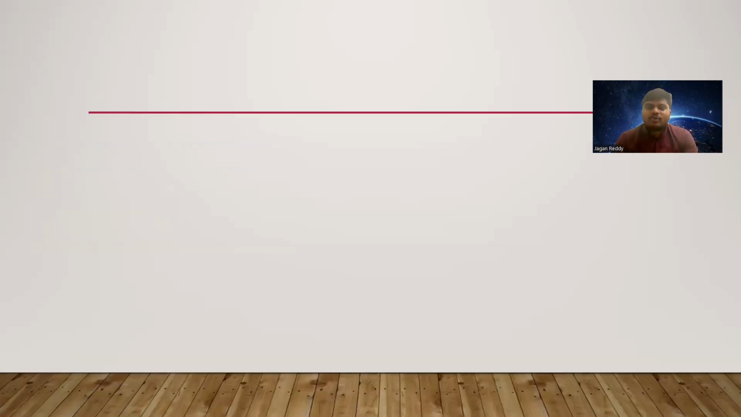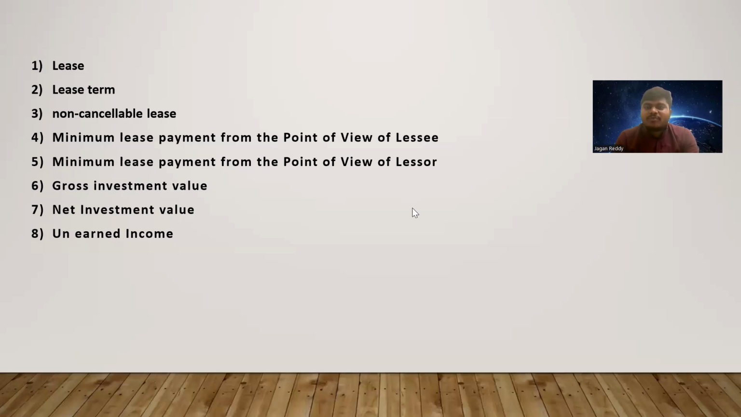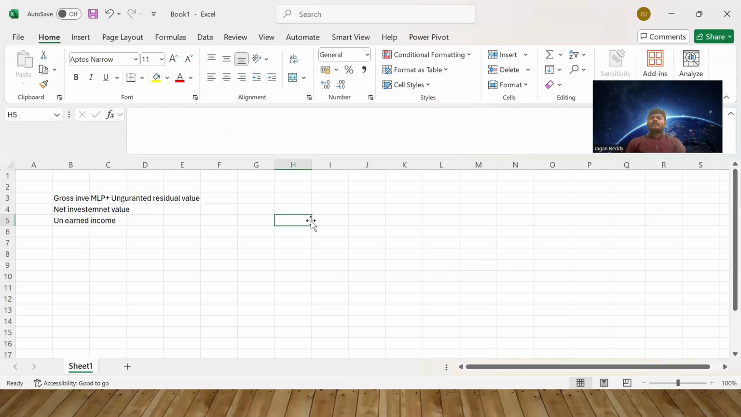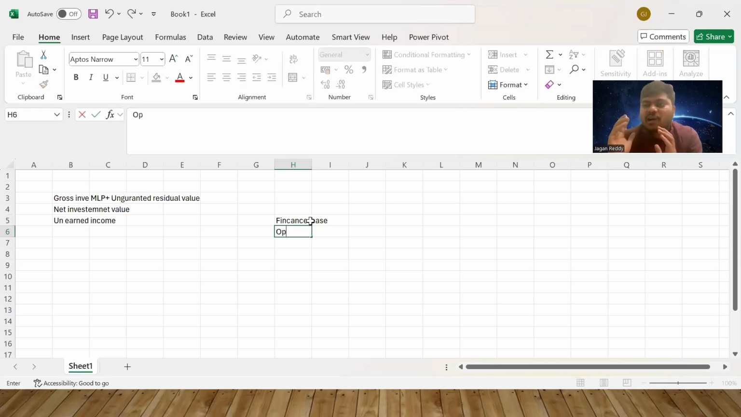Okay. Now we are going to discuss about types of leases. How many types of leases are there, Nana? There are two types of leases. One is finance lease, and the other is operating lease. Finance lease is nothing but if risk and rewards are transferred to the lessee, even though property title is not transferred, then it should be considered as a finance lease. Risk and rewards are transferred, then it is called finance lease. Operating, if risk and rewards are not transferred, then it is called operating lease.